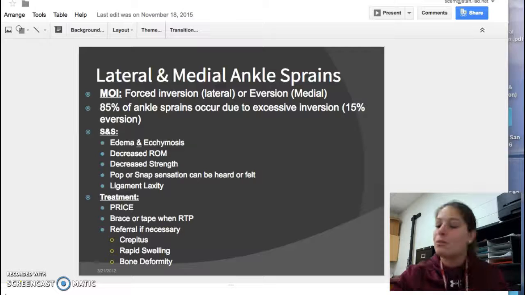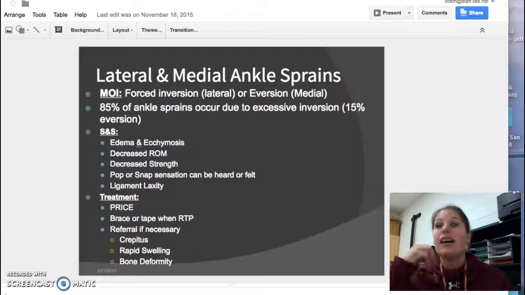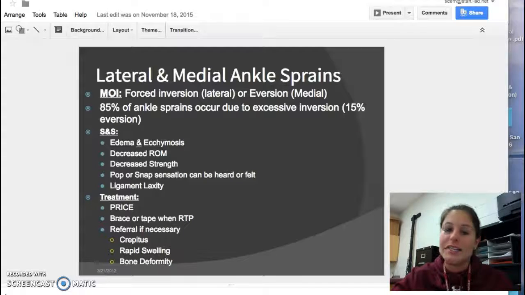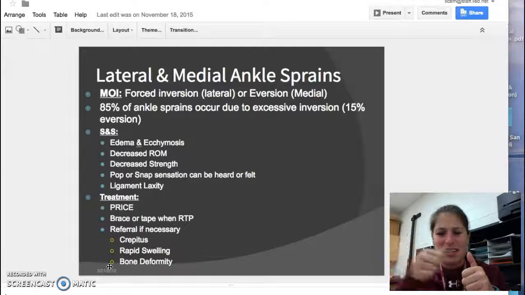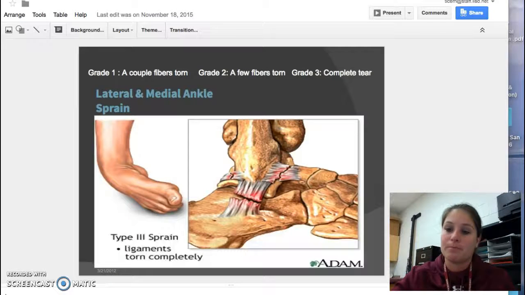Our treatment for this: we're still sticking with that PRICE method. There's bracing and taping when you are playing. But big things that we want to look at: if you feel that crunching feeling, not like a pop, okay, but you have that crunching sensation, that crepitus, that would be an indication for x-rays, as well as if you feel any what we would call a bony deformity, something that kind of feels like it's in the wrong place, or if there's instant swelling, okay? That could mean a lot of things, but those are some of those indications for checking for a fracture.